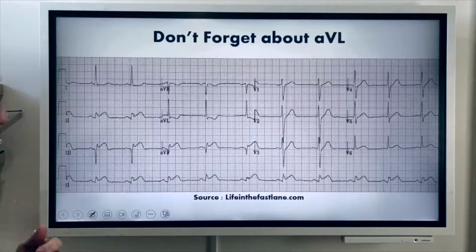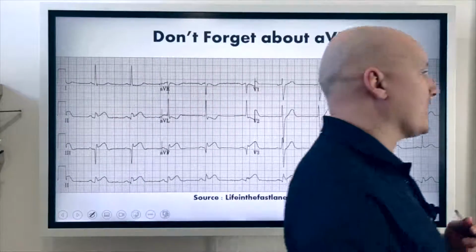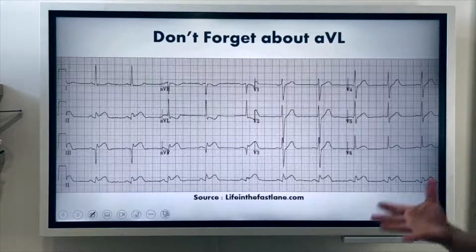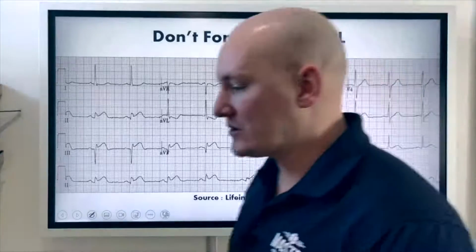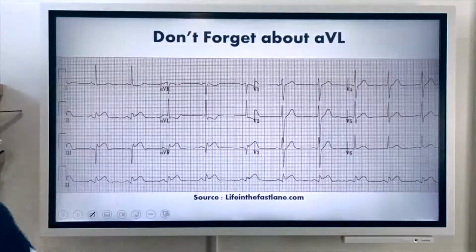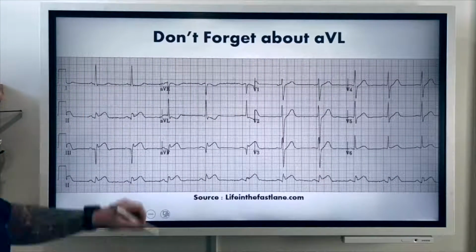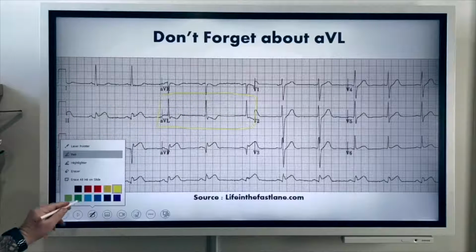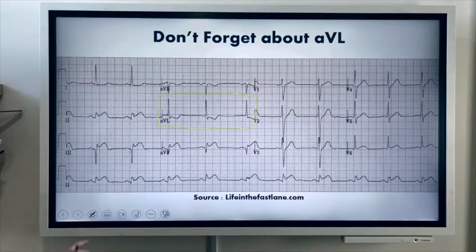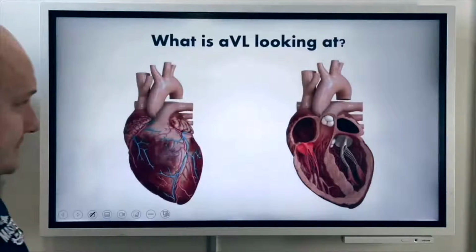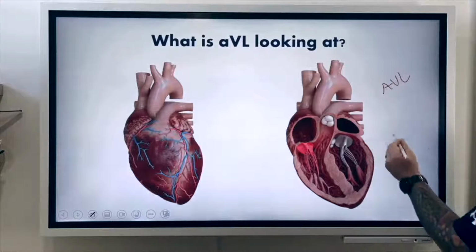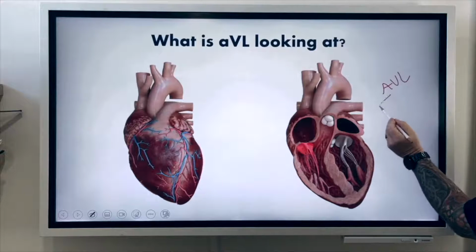So one lead that I did mention that we want to look at, opposed from the 2, 3, and AVF, which are the traditional inferior leads, is this one called AVL. Now, AVL is an interesting one, and it's usually sitting right in here. We don't use AVL very often, but it just so happens it has a great view. So AVL is kind of up in here, and it's looking at this view like so.